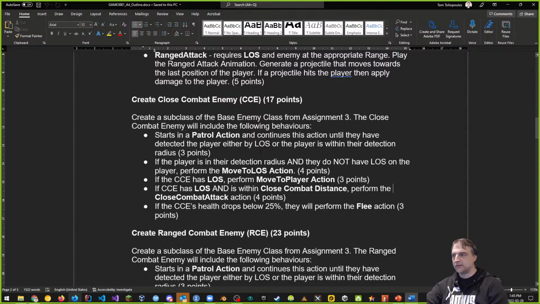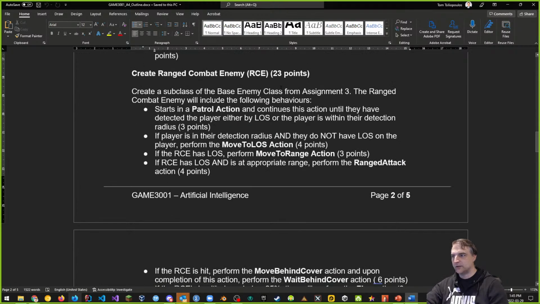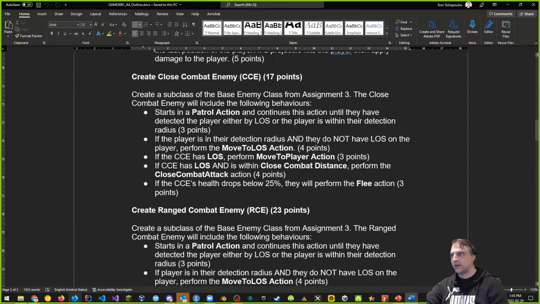Because one decision tree is going to do the patrol action, and then it has move to line of sight, move to player, and close combat. Well, no, but not this one. This one doesn't include close combat. So you have to use a different decision tree for ranged combat if you're going to go that way, compared to close combat. Please keep in mind that there are two different scenarios here. Two different loadouts mean two different decision trees or two different decision-making algorithms. Okay, it's up to you.